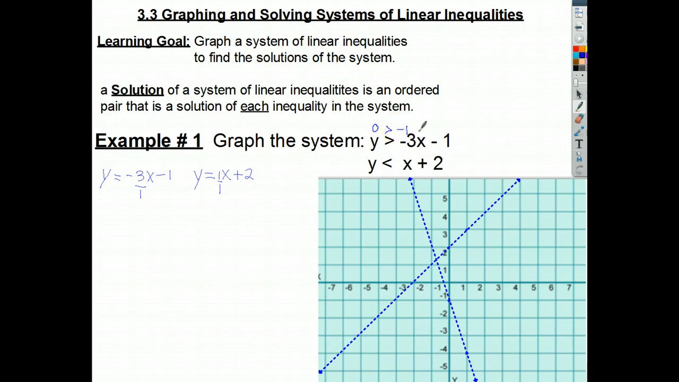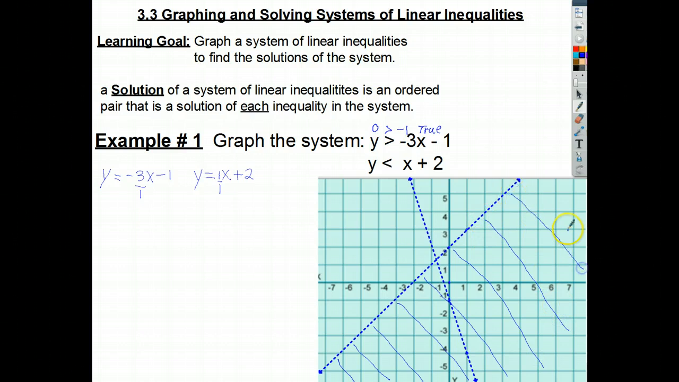Now, if this is a true statement, then the origin is on the side that we shade, and if it's false, it's not. Well, 0 is greater than negative 1. This is a true statement. So it tells me that the origin is on the correct side of this dotted line. So I'll come down here and make some lines to indicate that this area is the solution to the first one.